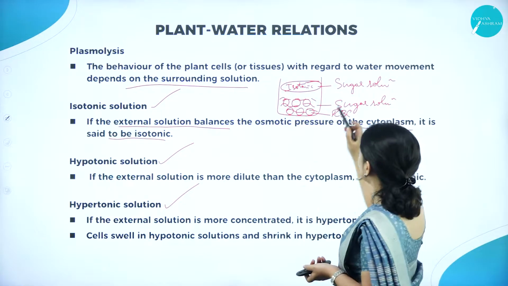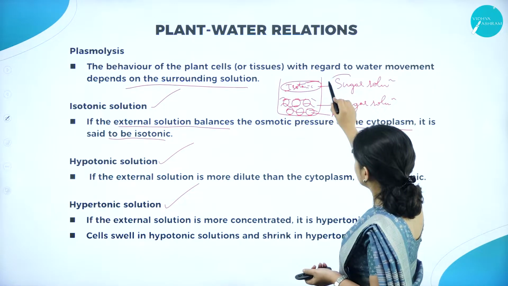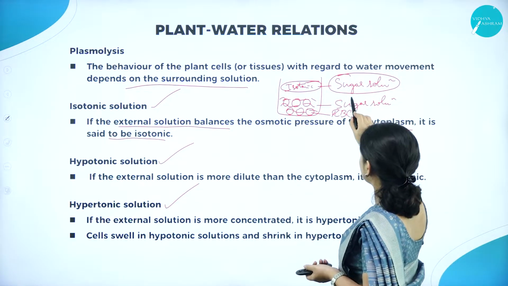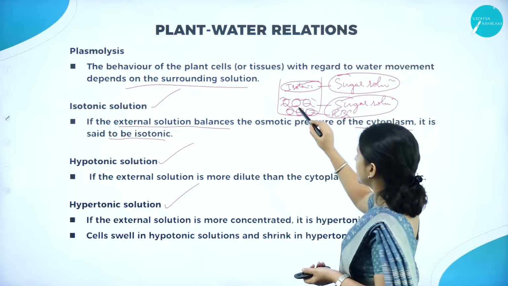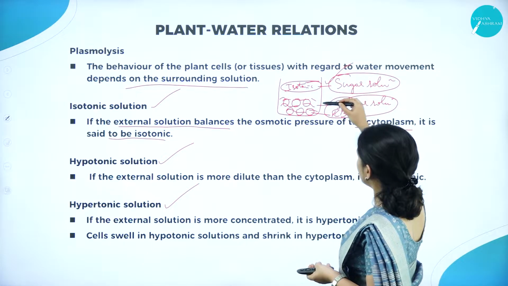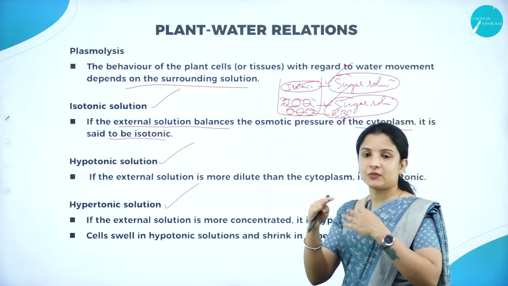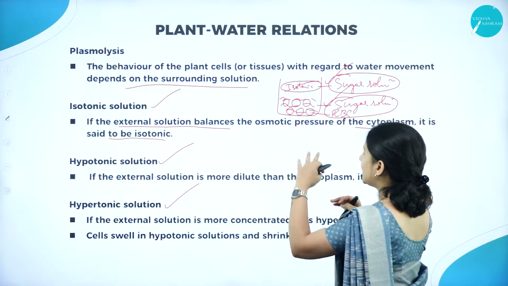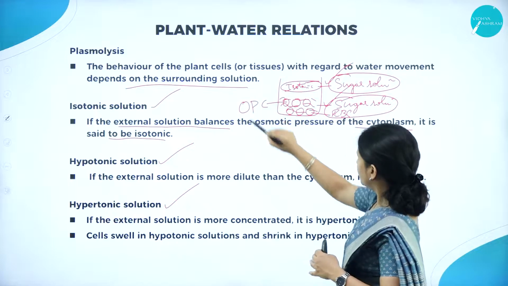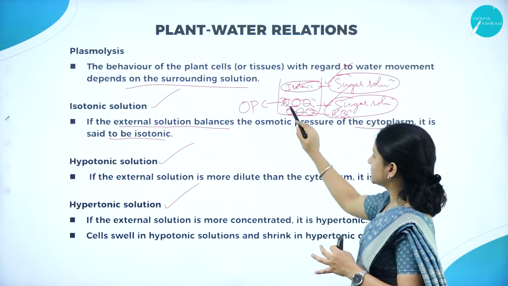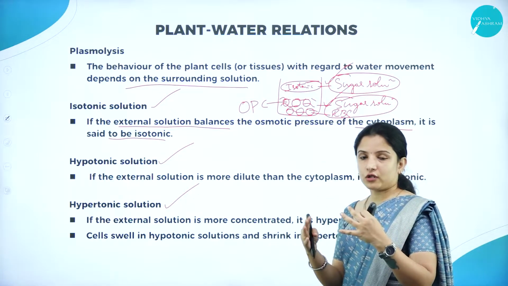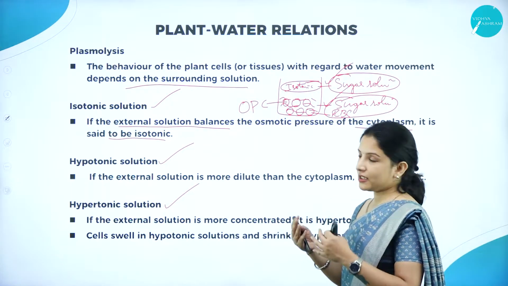Why? Because here the concentration of sugar solution in the external medium is the same as the concentration of the sugar solution in the RBC. Because the concentration of sugar solution here as well as here is the same. They are balanced. Therefore, it balances the osmotic pressure of the cytoplasm in this particular cell. Therefore, there is equal movement of water. So therefore, it is isotonic in nature.